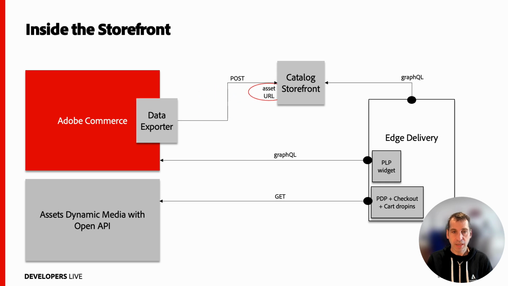For now, Assets integration is compatible with PDP, checkout, and cart drop-ins, and PDP widget as well. That means that both GraphQL APIs, the ones used by EDS to display product-related content, can now work with IAM asset images. But as I mentioned in the previous slide, only asset URLs are passed around. Therefore, when EDS renders an image, it will be served by Assets Delivery API, leveraging caching and built-in functions such as resizing, cropping, and much more, available out of the box with IAM assets.